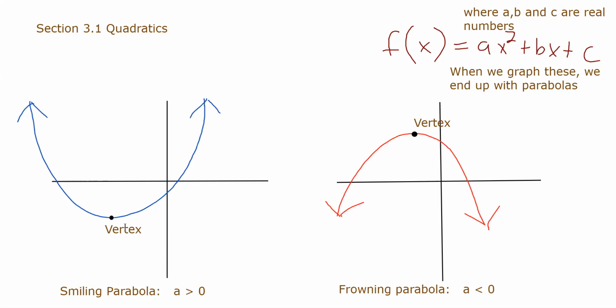What's interesting is that a smiling parabola has a lowest point, but no highest point, because this keeps going and going forever and ever. It trails off to positive infinity along the y-axis. So there is no highest point. This says the opposite. There is a highest point for a frowning parabola, but these trail off down, down, down to negative infinity. So that's kind of interesting.